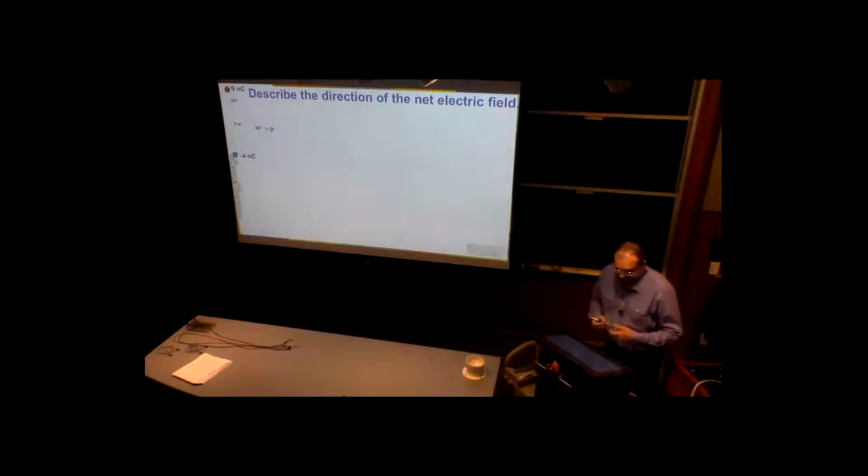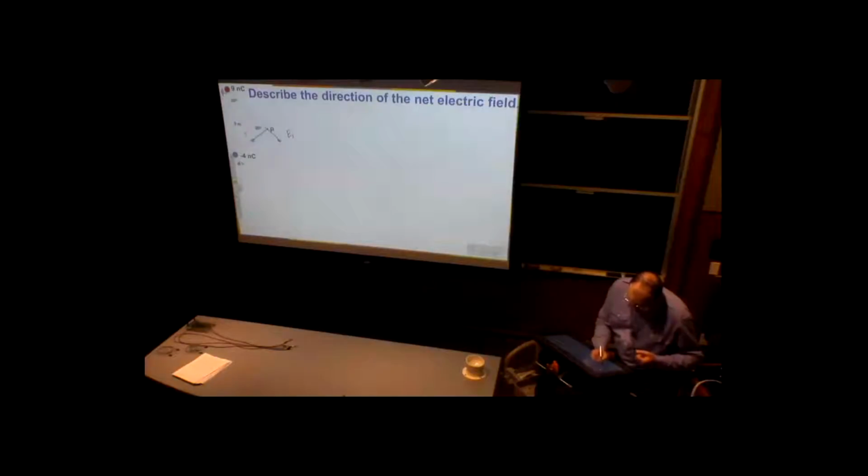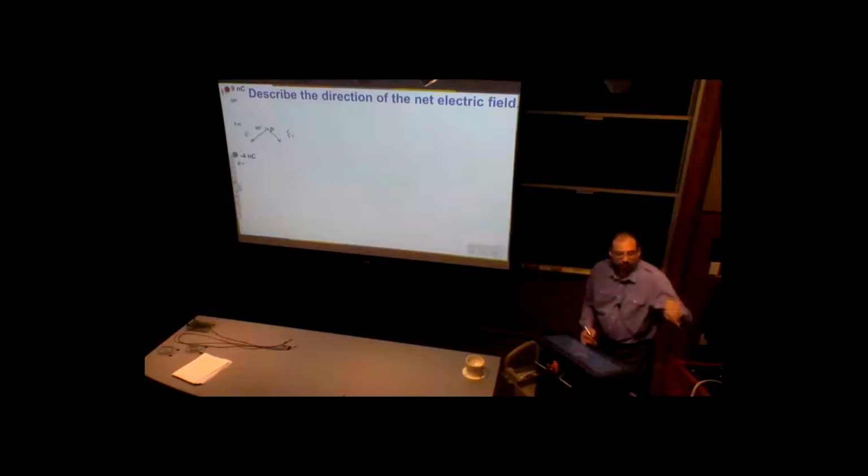So, two charges generate electric field at the same point. Positive charge generates electric field, which is directed away from it. We can call it E1. Let's call it charge number 1, charge number 2. A negative charge generates electric field, and we know it's probably stronger, which is supposed to point toward that charge.